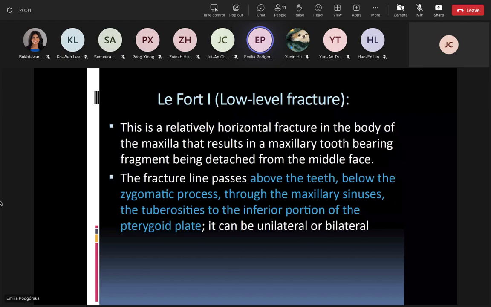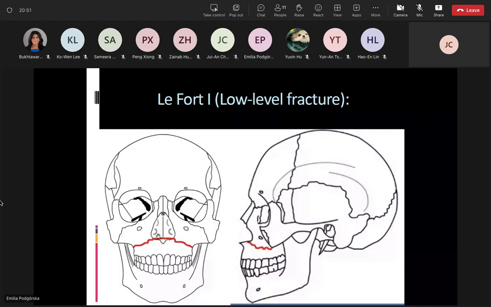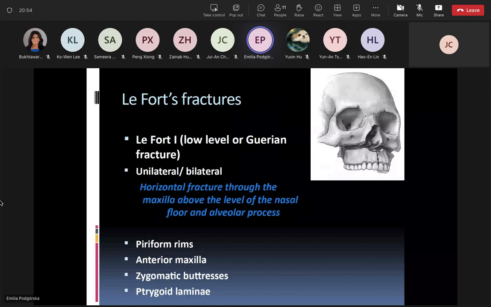And the next, cannot go Le Fort 1. Lateral bone with it. But the main mass of the face is. The first one is also named as low level or Guerin fracture. It can be unilateral or bilateral. Horizontal fracture of the maxilla above the level of the nasal floor and alveolar process.